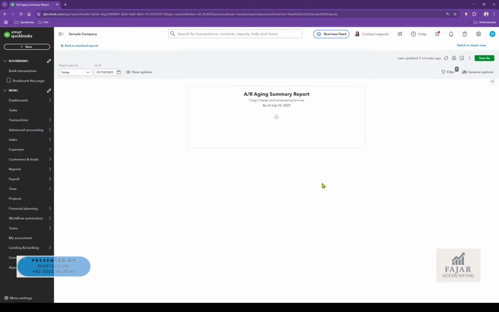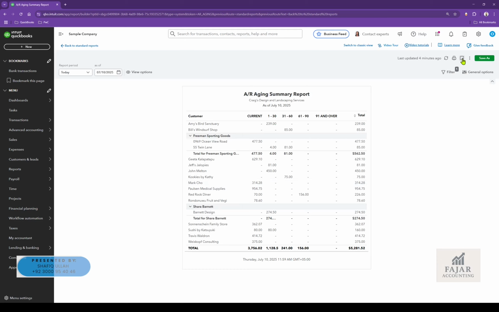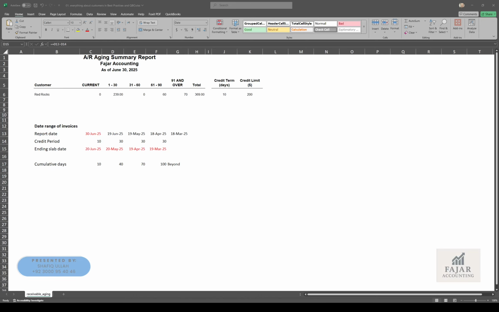The customer aging report is very important. It shows how much money your customer owes you and how late the payment is. From this report, you can clearly see who is paying late, how long the delay has been, and whether the customer has crossed their credit limits. In short, this report helps you protect your cash. Let us take one customer as an example and understand how this report is built and how to use it.